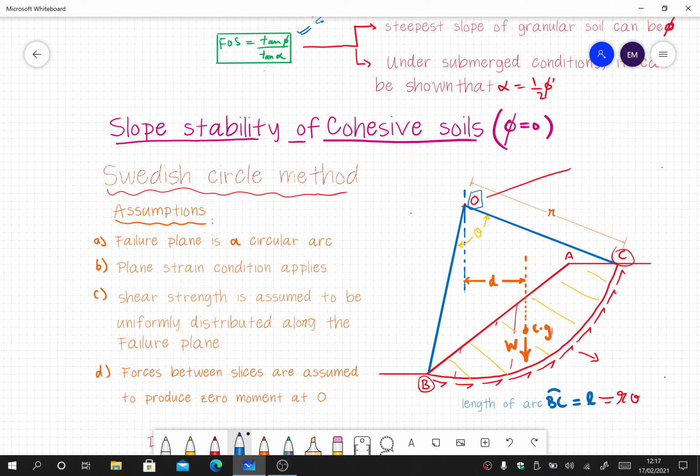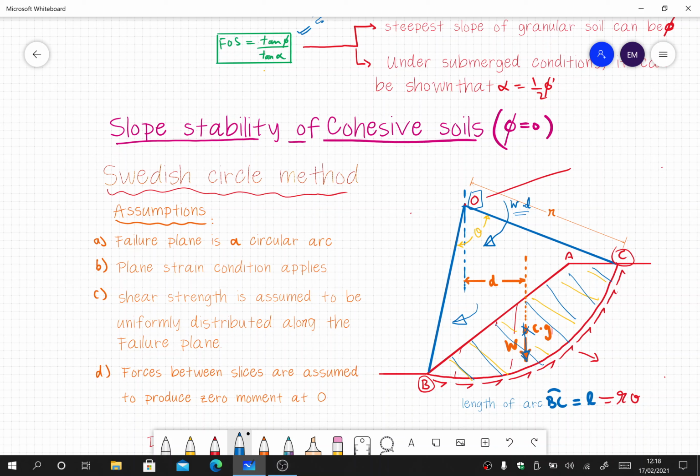First of all, we are going to find the weight of the wedge that is going to fail, or that is above the circular failure plane, and we also have to look at the center of gravity. You see here, this weight W is the total weight of the wedge ABC, and it is acting at the center of gravity, which is at a distance d from the center of the circle. So this weight W into d will be acting in this direction. That is going to cause the failure, because if the soil moves in this direction, this whole mass is going to fail. So this is the disturbing moment, W d.